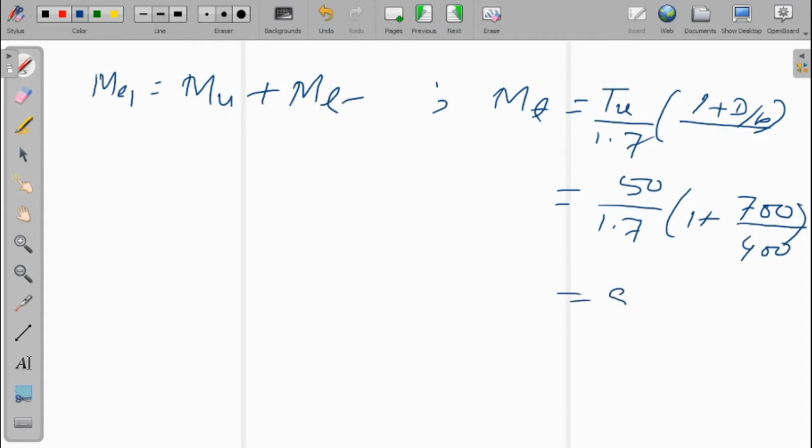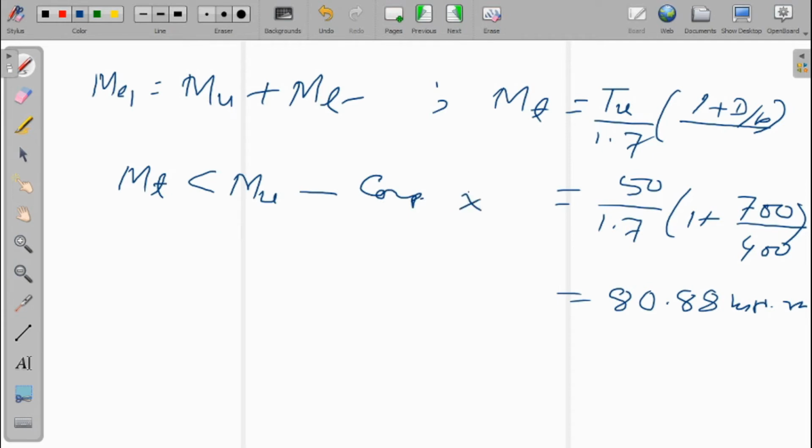This comes out around 80.88 kilonewton meter. So one thing I can say from here is that MT is less than MU. So you don't need to provide compression reinforcement. Compression reinforcement is not required. Shortcut I have written. Okay.